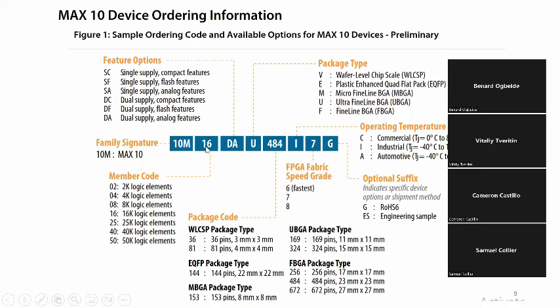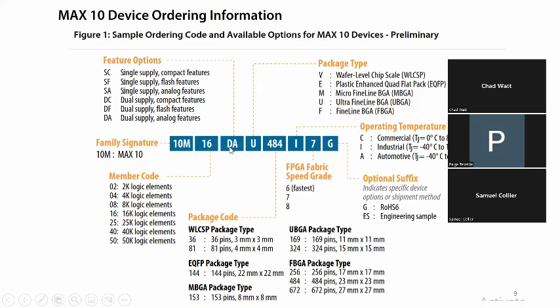Then I have 16. 16, this means the memory you have, the memory card. 16 would mean 16K. DA, this is the features that you have. Here I speak about dual supply analog feature. So I have dual supply analog feature.